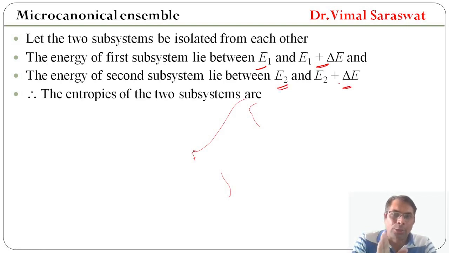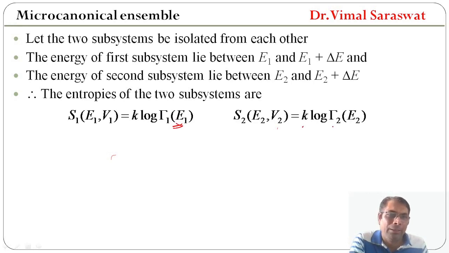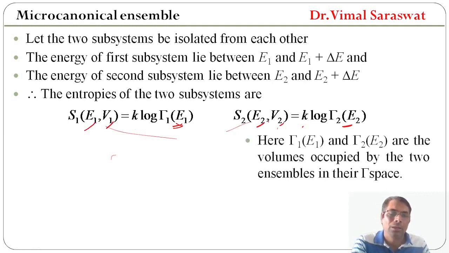Therefore, the entropies of the two subsystems are S1 equal to K log Gamma1(E1) and S2 equal to K log Gamma2(E2). S1 is a function of E1 and V1, and S2 is a function of E2 and V2. Here Gamma1(E1) and Gamma2(E2) are the volumes occupied by the two ensembles in their gamma spaces.